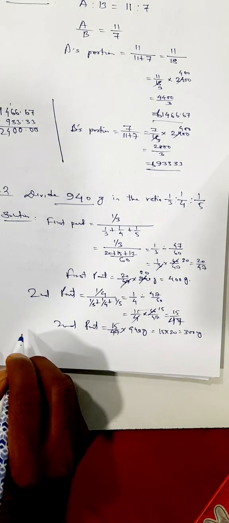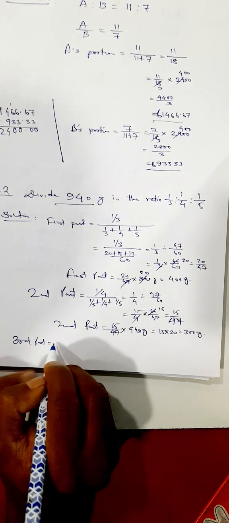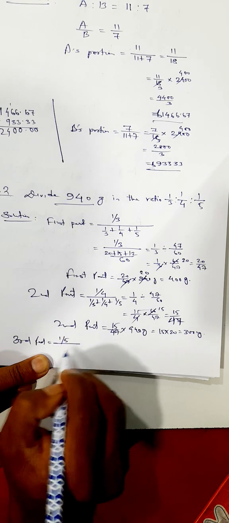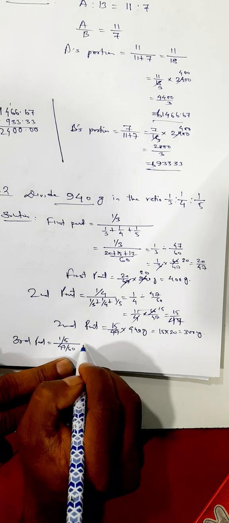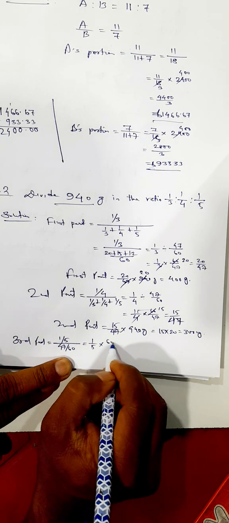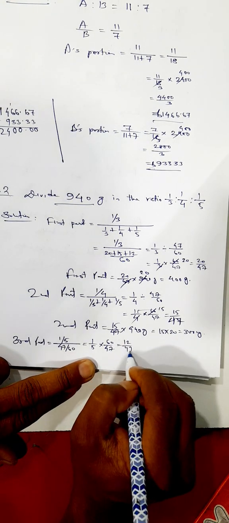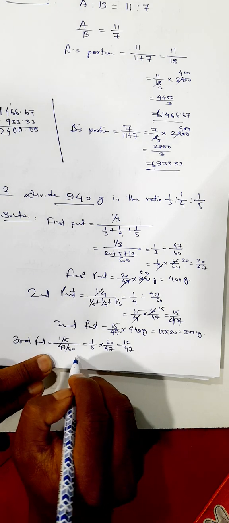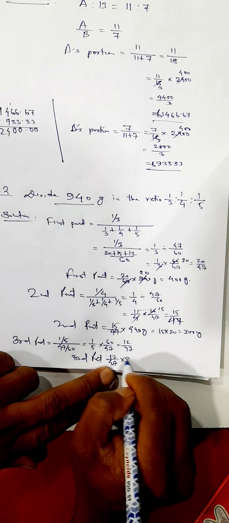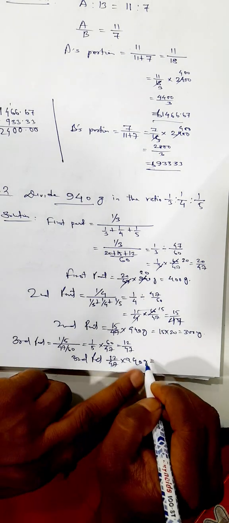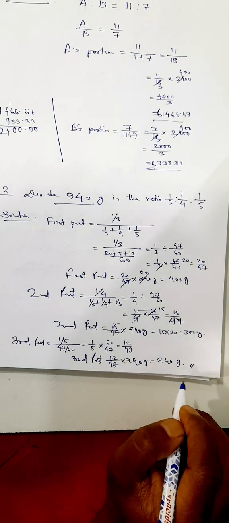So what would be the third part? Third part equals 1/5 of 47/60. This becomes 1/5 into 60/47, which is 12 divided by 47. So third part equals 12 divided by 47 into 940 gram. That means 240 gram, right?